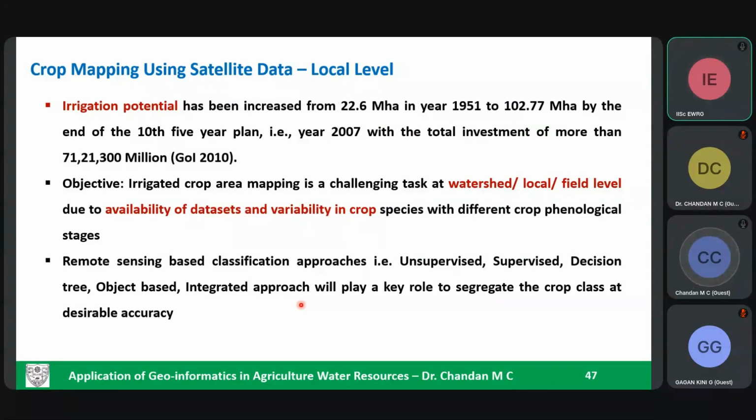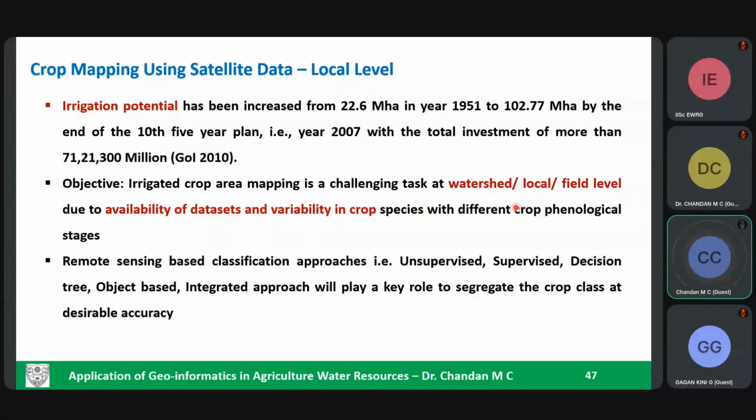Yes. Okay. Sure. So at the local level, how do we monitor the crop mapping? Here, if you see, the irrigation potential, what was in the 1950s around 22 million hectares, has increased to 1 or 2 million hectares by 2007, and even if you look at the data today, it is even better. So the irrigation at the watershed level or at the local field level has to be made holistically, considering the availability of the data sets and the variability in the crop itself. So for that, we need to go for remotely sensed data and classification approaches.